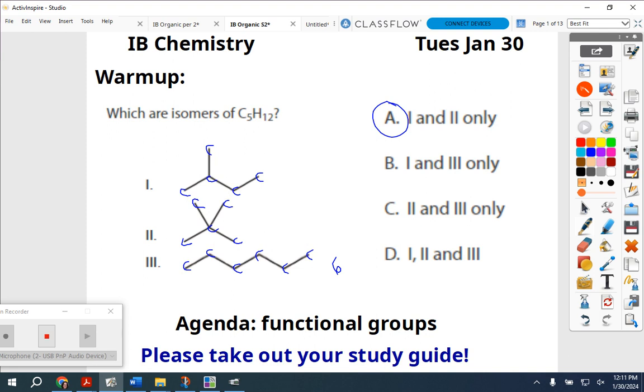This is a typical kind of question. I've seen a number of questions about isomers in the question bank that are either using skeletal structures, condensed structural formulas, things like that. I'll give you some more question bank practice as we get a little bit further in, but that's a pretty typical question.